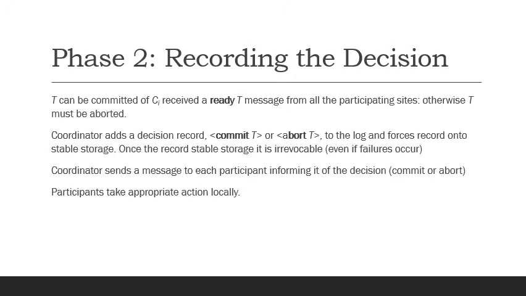The second phase is recording the decision. T can be committed if Ci received a ready T message from all the participating sites. Otherwise, T must be aborted. The coordinator adds a decision record, commit T or abort T, to the log and forces the record onto stable storage. Once the record is on stable storage, it is irrevocable, even if failures occur. The coordinator sends a message to each participant informing it of the decision, commit or abort. The participants take appropriate action locally.